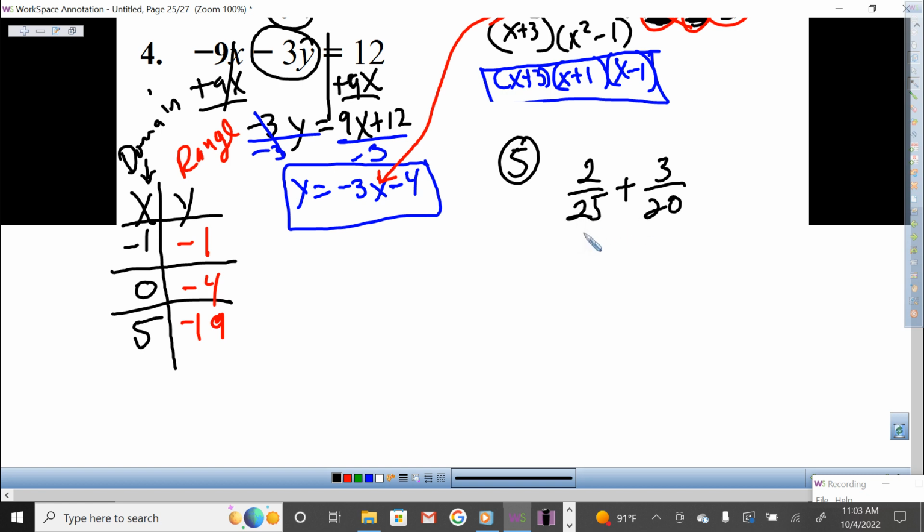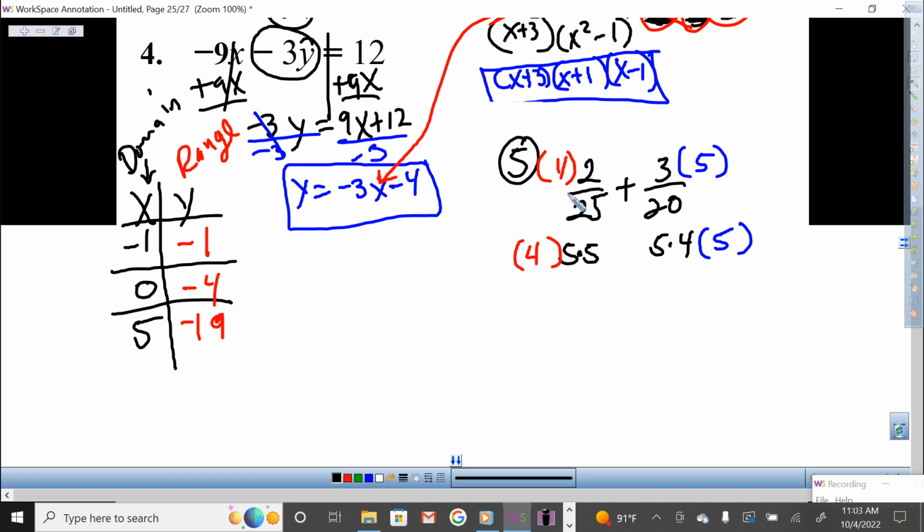First factor the denominators. This is 5 times 5. And this one is 5 times 4. So this denominator has 2 5s, but this one only has 1. So I need to add another 5 over here. So that means I need to multiply the numerator as well times the 5. Now this denominator has 2 5s and a 4, and this one only has 2 5s. What is this one missing? The 4, and we multiply the numerator times 2.